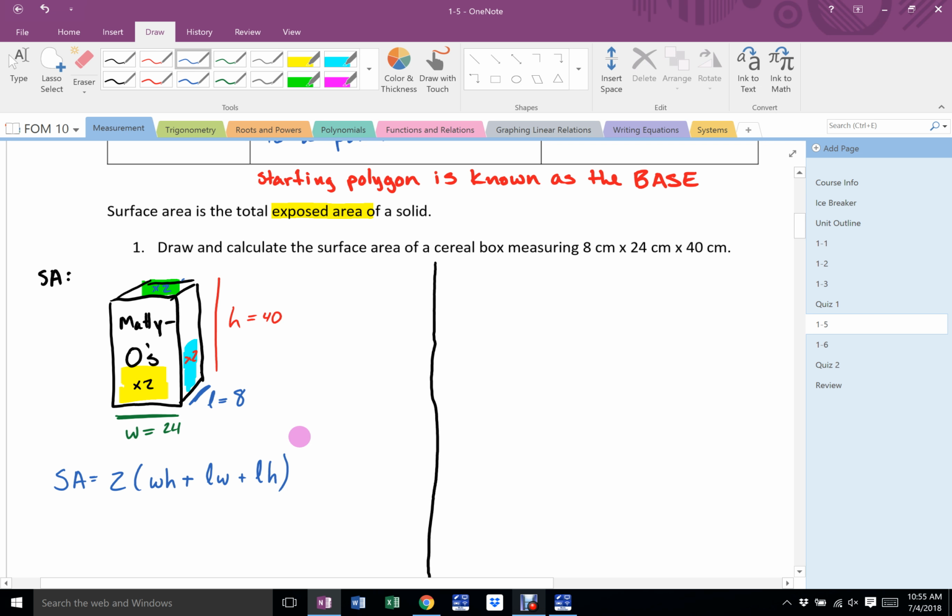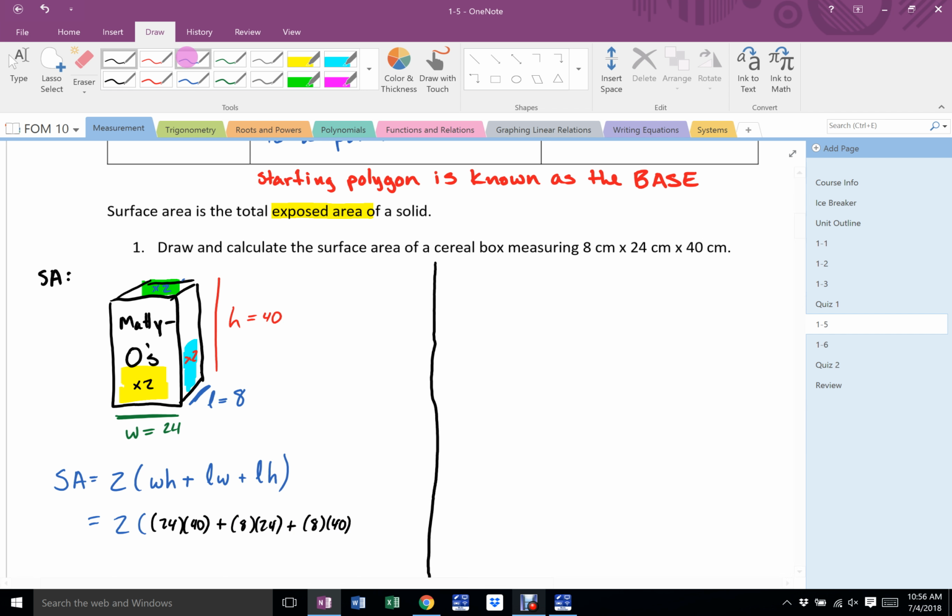Back to business. Now, if you look on your sheet, you'll see that has a formula, which is real easy to fill in. All you got to do is put in the numbers. W times H. Well, the way I drew W and H was 24 and 40. So, I got to do 24 times 40 plus LW. The way I drew that, LW is 8 and 24. And then LH. The way I drew that, that's 8 and 40.